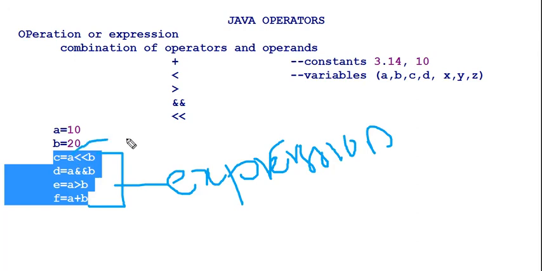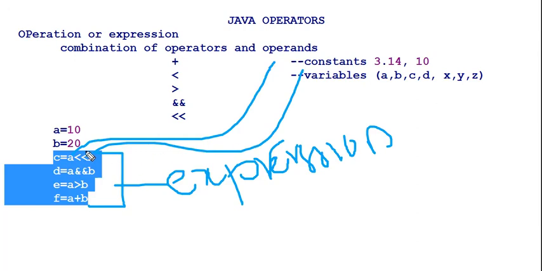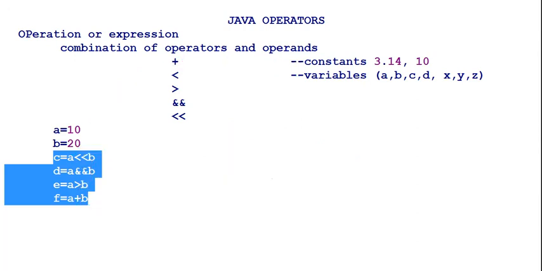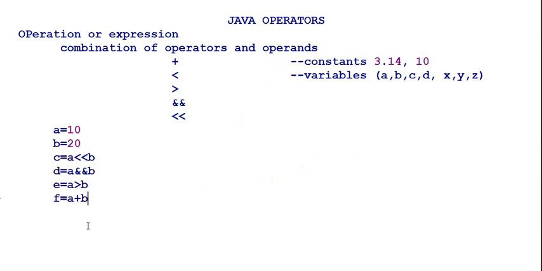Here a is one operand, b is another operand. What are the operators? The symbols which are used in between the operands are called operators. Now in Java, to evaluate expressions, there are many types of operators. We will see them one by one.